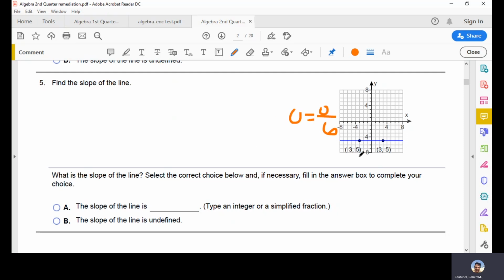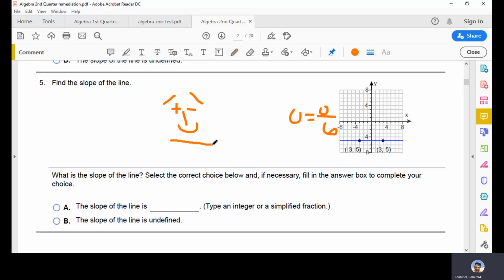There's your slope. You could take it and put it in the slope formula. -5 minus -5 divided by -3 minus 3. Okay, you do that and you'll find out. You get a slope of 0. Or you can remember our little friend, Mr. Slope.